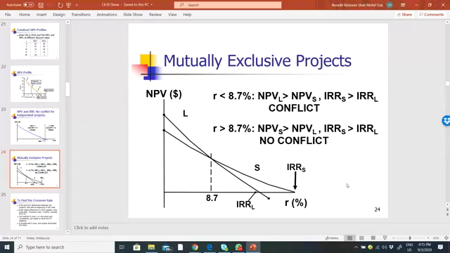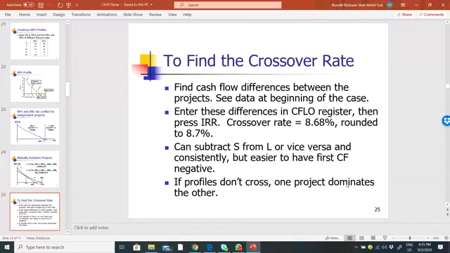Mutually exclusive projects. To find the crossover rate, find the cash flow differences between the projects. See the data at the beginning of the case. Enter the difference in the CFLO register, then press IRR. The crossover rate is equal to 8.68%, rounded to 8.7. You can subtract S from L or vice versa, consistently, but it is easier to have the first CF negative. If the profiles don't cross, one project dominates the other.